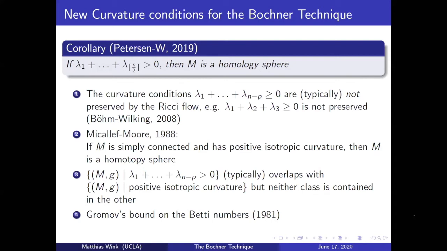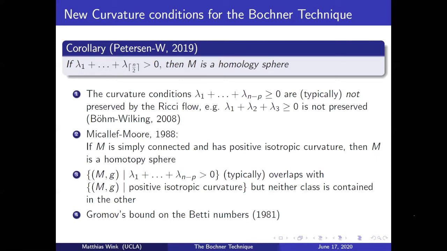But still, you might ask, is this weaker than the results that we've seen coming from Ricci flow? Or are we just looking at a curvature condition which is already implied by something else? There's a vanishing result due to Micallef and Moore, which just looks at positive isotropic curvature, which is even slightly weaker than Brendle's result for the Ricci flow. Micallef and Moore's theorem says if we are on a simply connected Riemannian manifold with positive isotropic curvature, then we have a homotopy sphere.